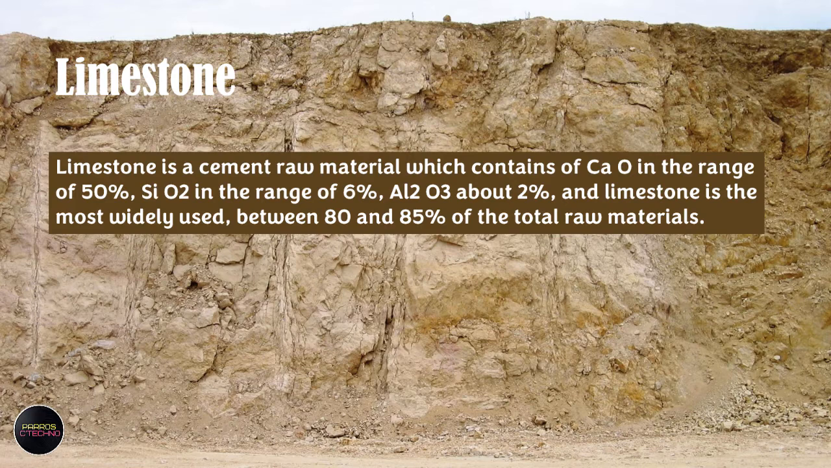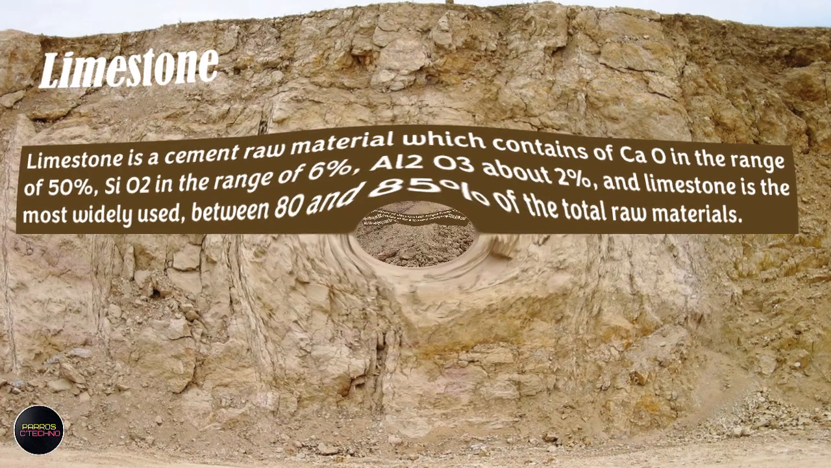Limestone is a cement raw material which contains CaO in the range of 50%, SiO2 in the range of 6%, Al2O3 about 2%. And limestone is the most widely used, between 80 and 85% of the total raw materials.